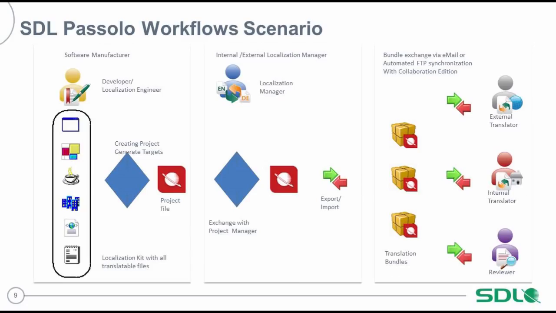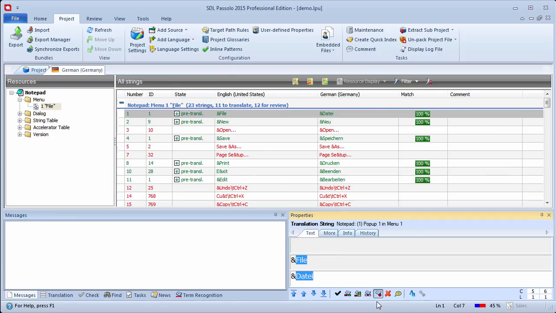External translators can use the free translator edition that can be downloaded from the SDL website to edit and translate the bundles, so there is no need to invest into licenses for external team members. The user interface of the free translator edition is identical with the full version, except for the project management functions. It offers all important translation features. After double-clicking a translation bundle, translators can instantly start translating.